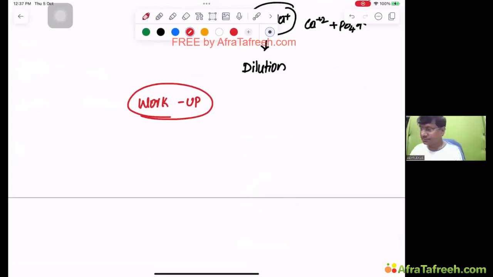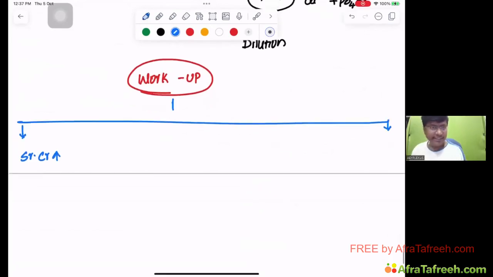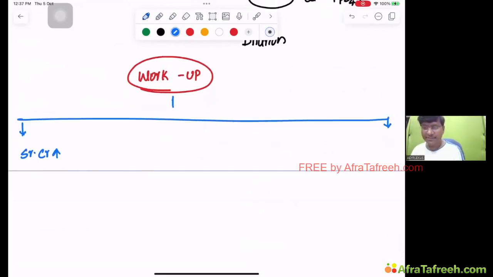So if you take the workup, first and foremost, the serum creatinine. What will happen to the serum creatinine value? Definitely it increases. But there is a particular pattern.